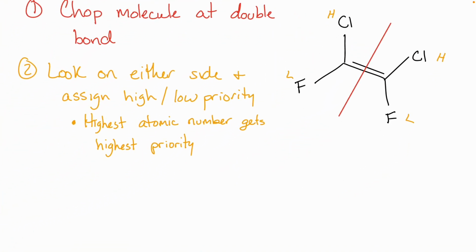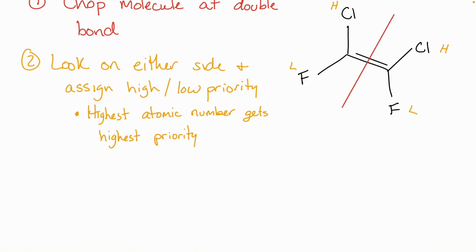Then our last step here: E means that the high priority groups are on opposite sides.